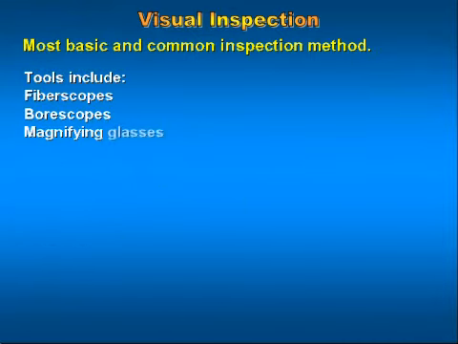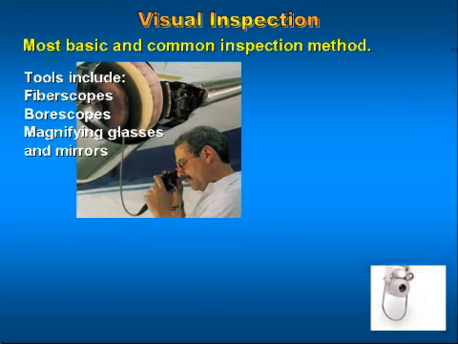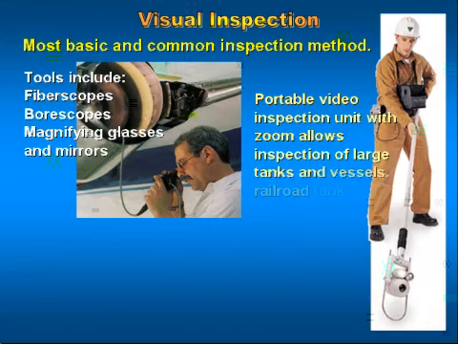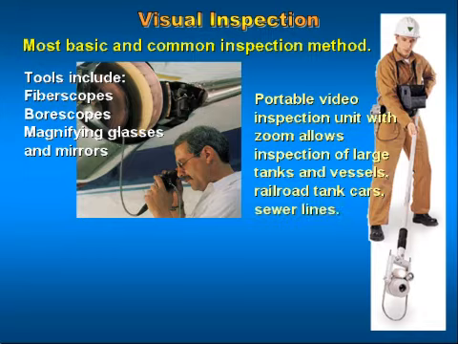Visual inspection is the most basic and common inspection method used. Tools that are used in the visual inspection method are fiberscopes, borescopes, magnifying glasses, and mirrors. Here you see this gentleman on the right using a portable video inspection unit. It zooms the image to allow the inspection of large tanks and vessels, railroad tank cars, and sewer lines.